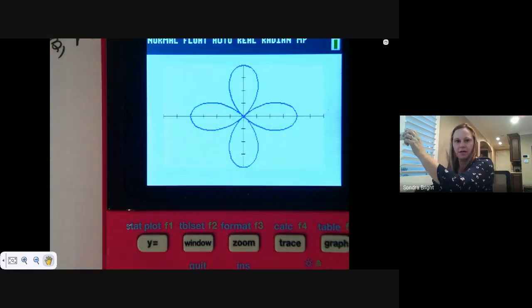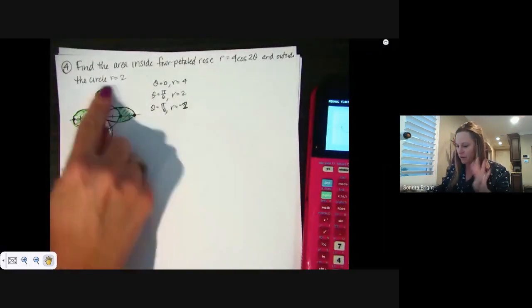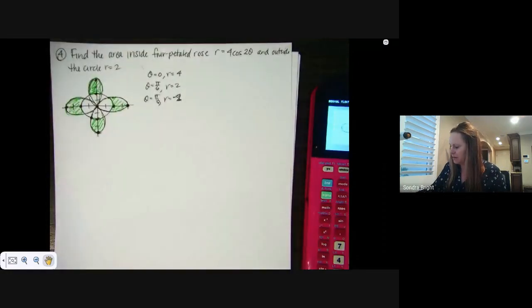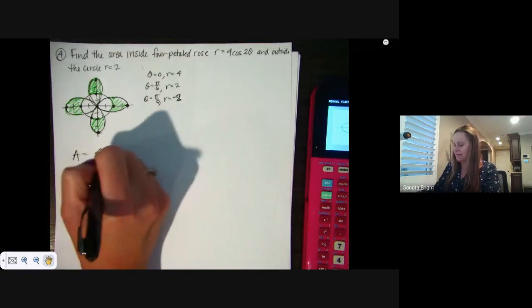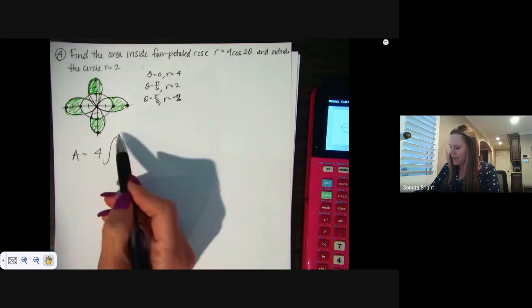All right, so how am I going to handle this? Well, first of all, I'm not going to do every single one of these. I'm going to say, okay, there are 4 of these petals, right? So my area will be 4 times, and I still have to come up with my limits, right? And it's a 1/2.